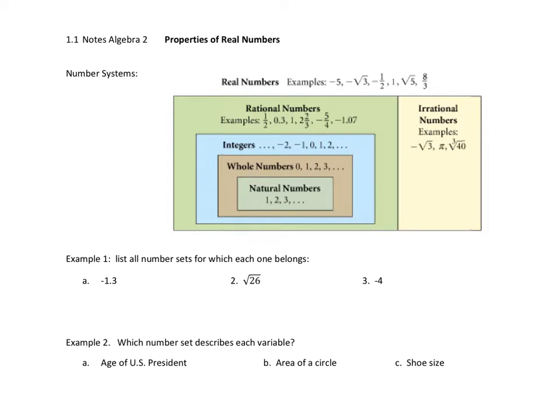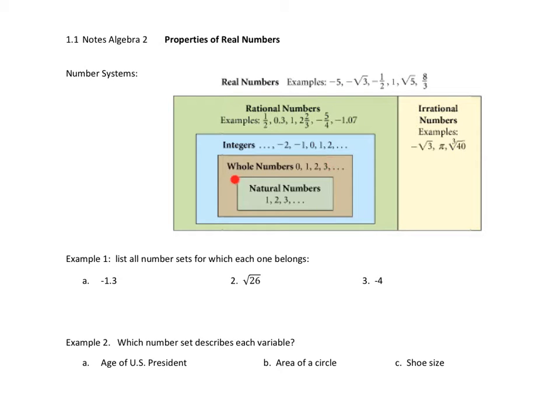Real numbers are all the numbers that we know of on a number line. You can put them on a number line. So this is a real number system, and they consist of different sets of numbers. So natural numbers are counting numbers, 1, 2, 3, 4, 5, 6, etc.